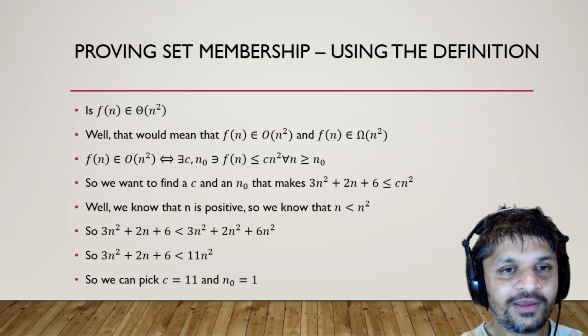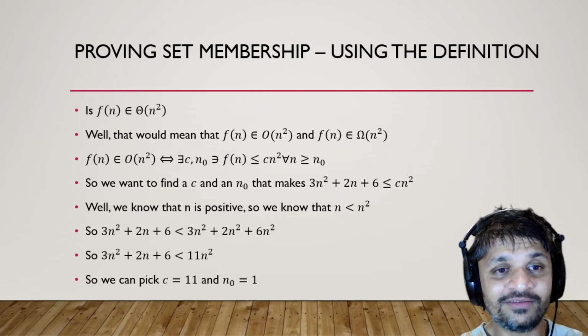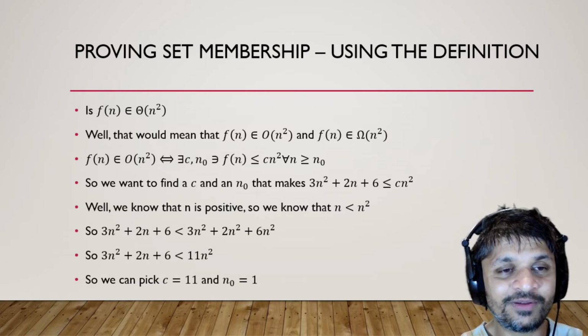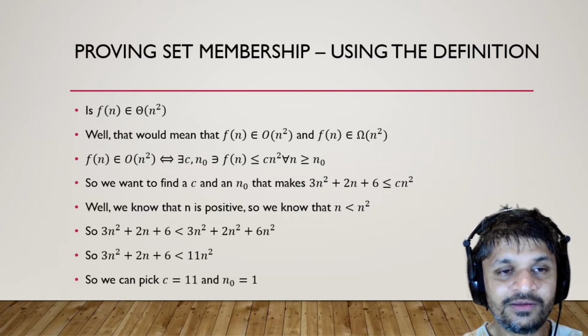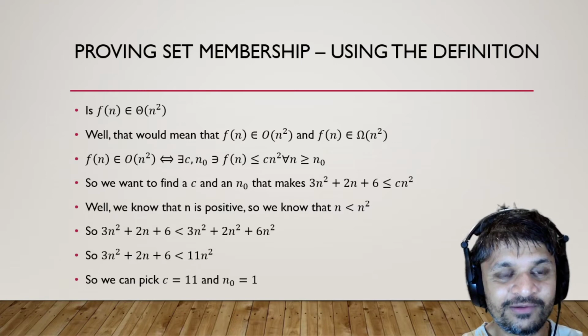So if n is less than n squared, we know that 3n squared plus 2n plus 6 is less than 3n squared plus 2n squared plus 6n squared, right? Because basically all we're saying there is that n is less than n squared and 1 is less than n squared. Which means that 3n squared plus 2n plus 6 is less than 11n squared.